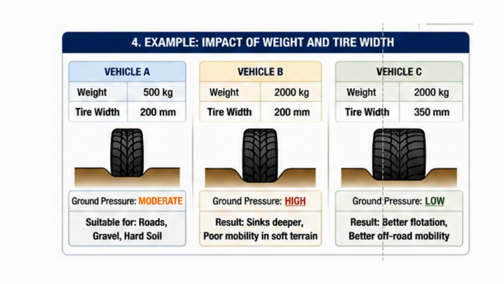Vehicle C also weighs 2,000 kilograms, but its tyre width increases to 350 millimeters. The wider tyre creates a larger contact patch and spreads the load over more ground area. This reduces ground pressure, improves flotation, and provides better off-road mobility. The key lesson is simple. Higher vehicle weight increases ground pressure, while a larger tyre contact area helps reduce it.